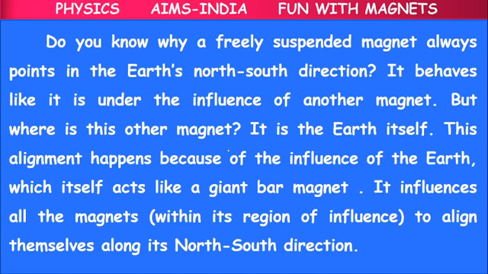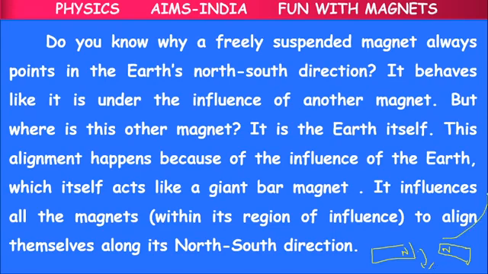Already we have told, like poles repel, unlike poles attract. So when a magnet is moving, it means it is under the influence of another magnet. Suppose I have a north magnet here, in the compass, and it is moving. Why is it moving? It is under the influence of another magnet which is close to it. So that's why it is moving.